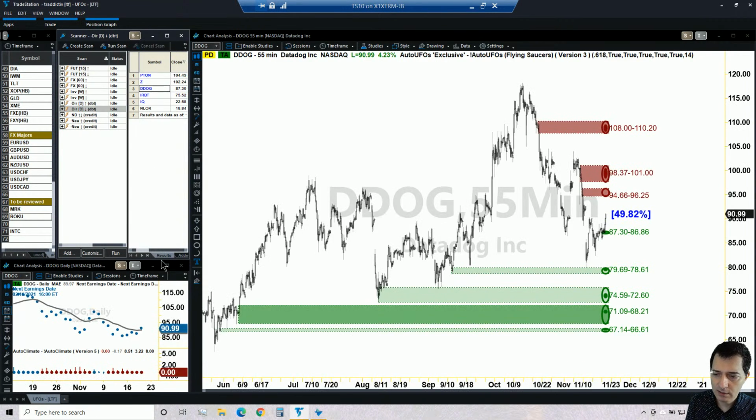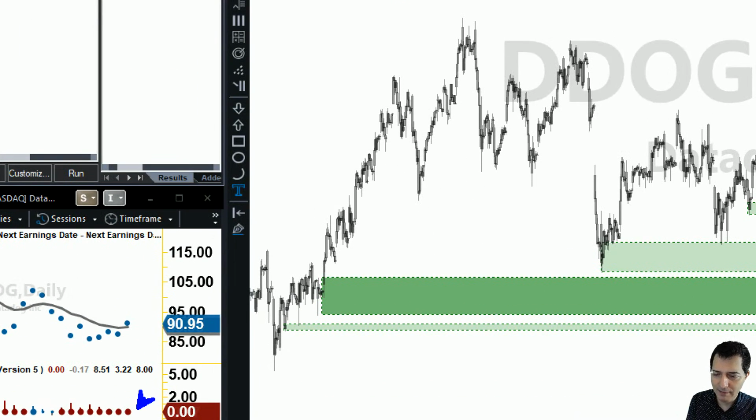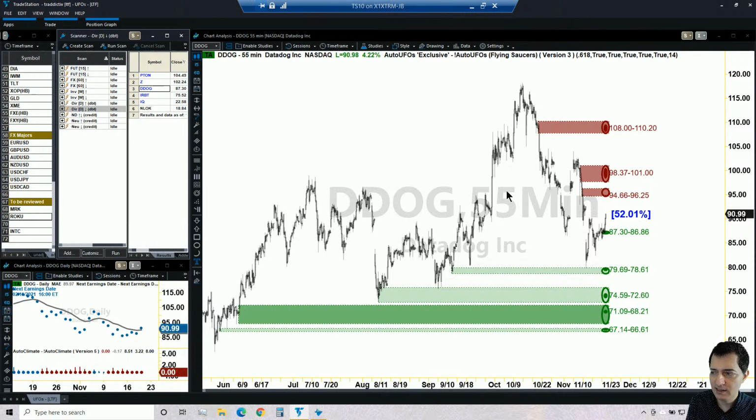What about Datadog? Well, Datadog is a similar story as PTON, where the climate is confirmed to the downside. It's been 8 candles like that, but statistics suggest only 4. And it's been 8 already, so it's surpassed by twice the amount of time going down that it should have. It's certainly a very powerful move to the downside, but again, statistics tell us careful, careful, careful.